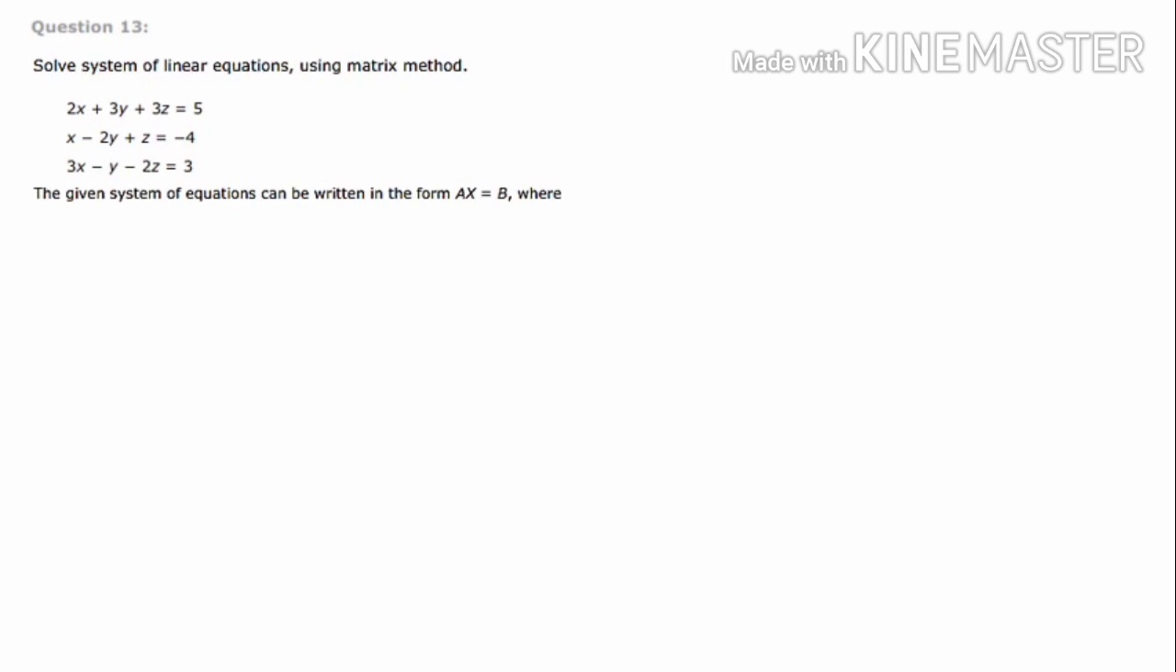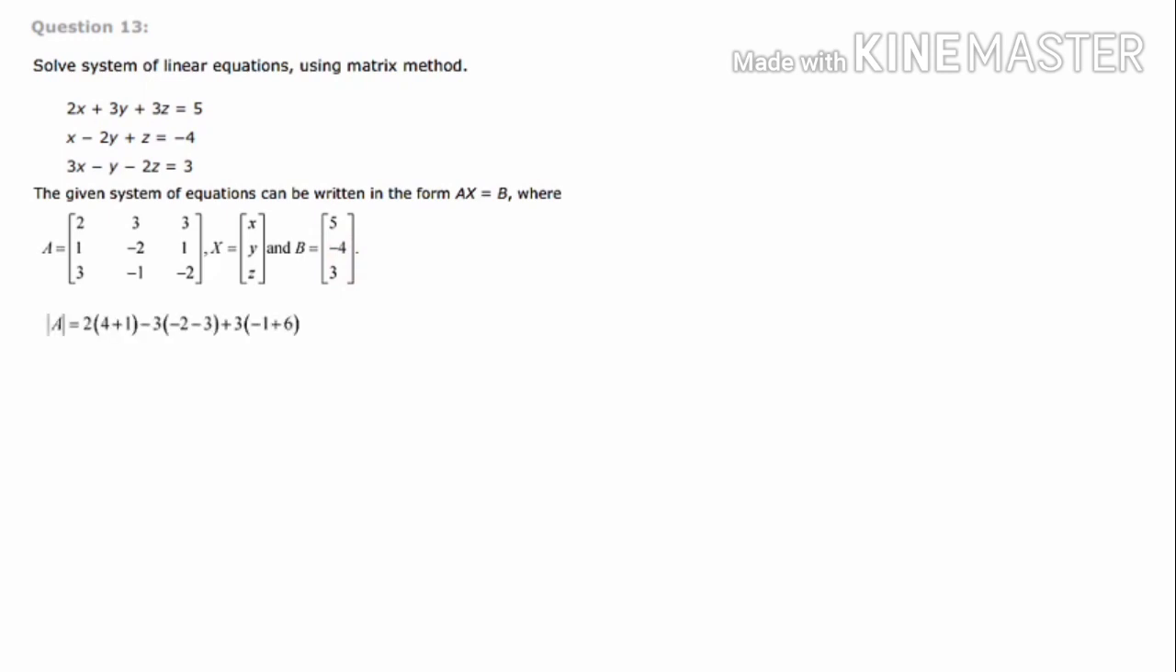Here let's go for writing A, X and B. A is the coefficient matrix. Here the coefficients are 2, 3 and 3, again 1, minus 2, 1, and 3, minus 1, minus 2. By using these values, we have formed matrix A, and X is the variable matrix, the X, Y, Z column matrix. B is the constant matrix, with 5, minus 4, 3 as the elements.